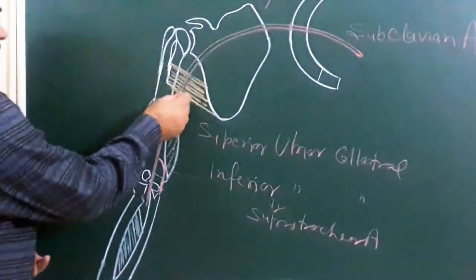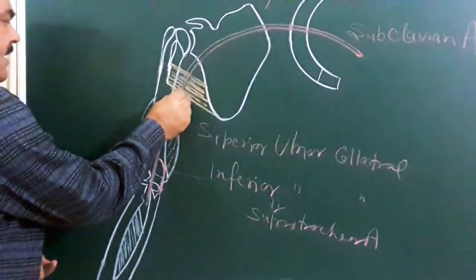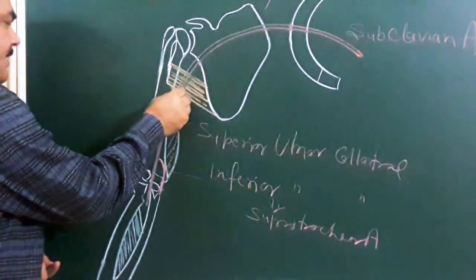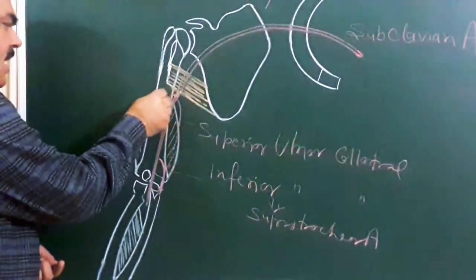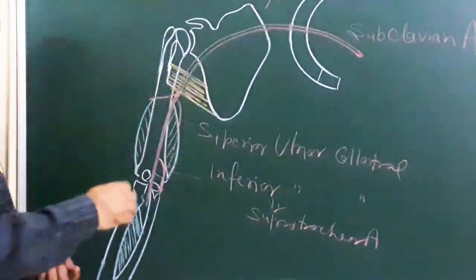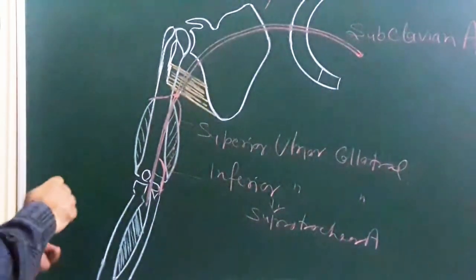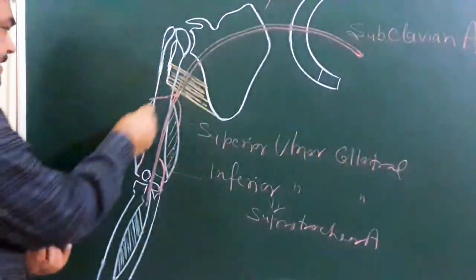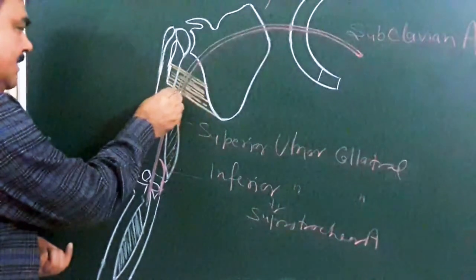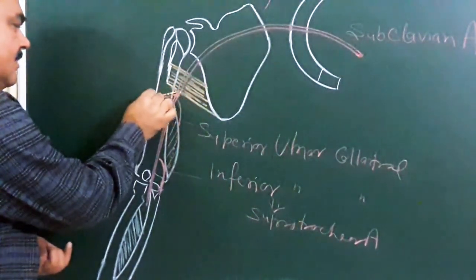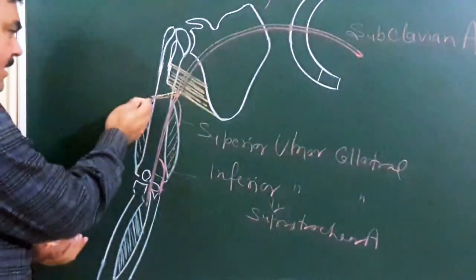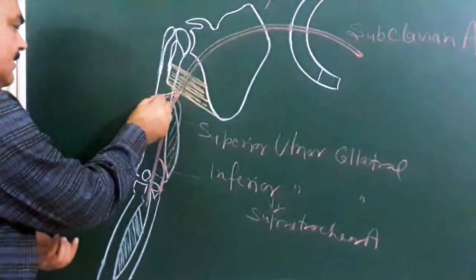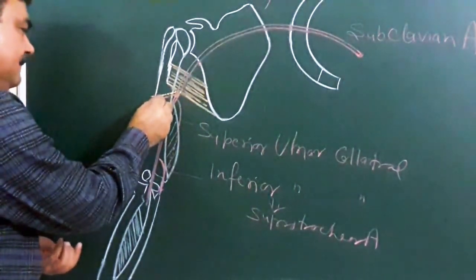And here on the lateral side, a branch arises known as profunda brachii, which passes through the radial groove. This is the radial groove, which is situated on the posterior aspect of the humerus. It passes along with the radial nerve. There is the radial nerve in the radial groove, and here on the lateral side this artery gives a branch.